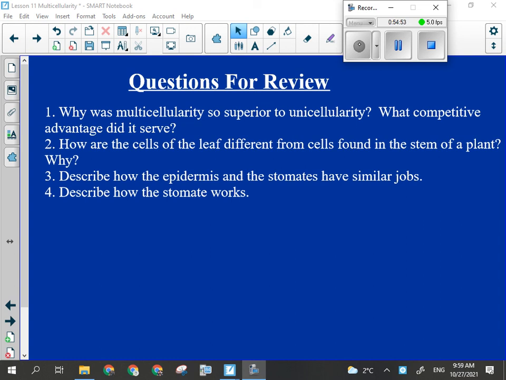So they also control evaporation. The cuticle prevents evaporation completely. It doesn't control it, it just stops it completely. The stomates, because they can open and close, kind of control it. But they're both in charge of maintaining water balance for a plant. So in that way, they have similar jobs. One just does it by stopping something completely, and the other actually controls it.